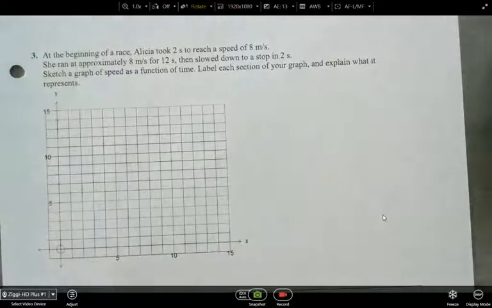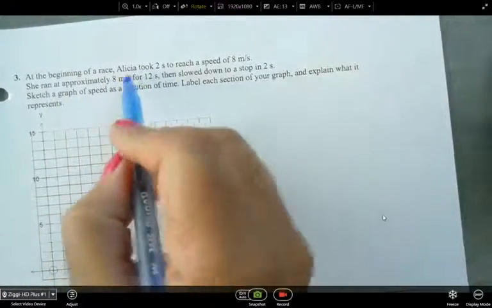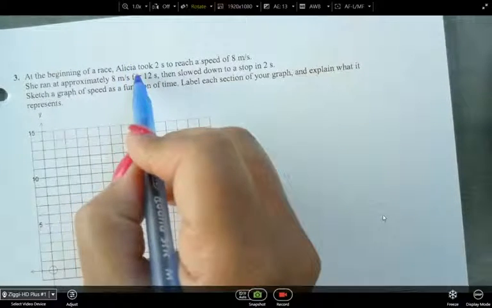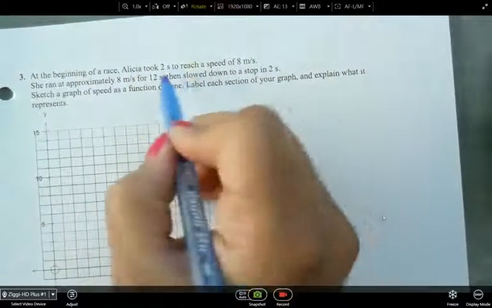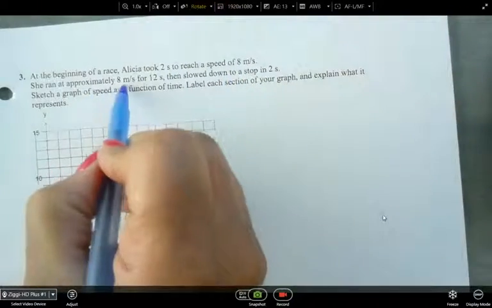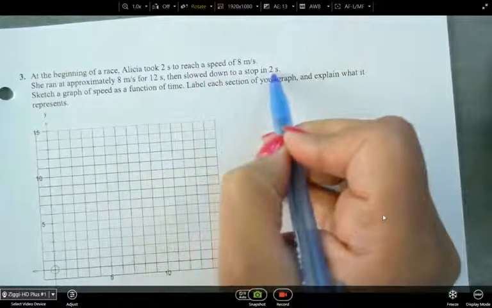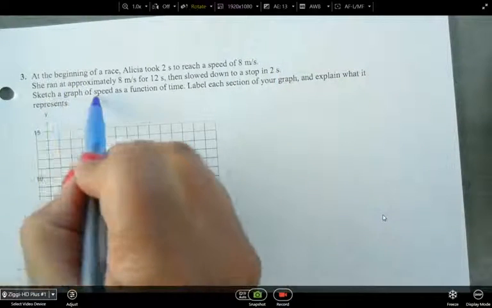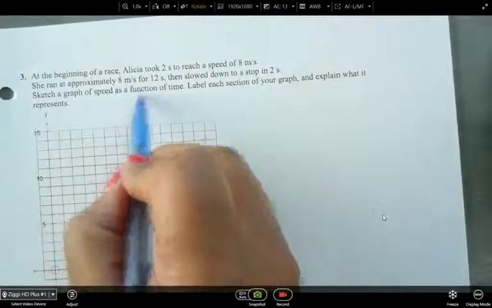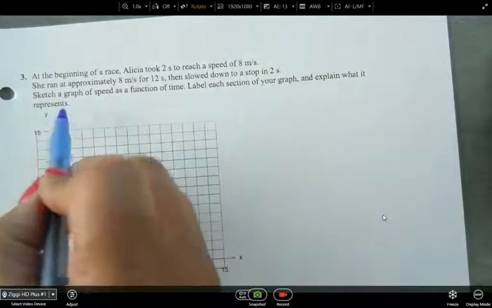according to our story. So if you're looking at this, it says at the beginning of a race, Alicia, how do we say this name? Alicia? Okay. Alicia took 2 seconds to reach a speed of 8 meters per second. She ran approximately 8 meters per second for 12 seconds, then slowed down to a stop in 2 seconds. Sketch a graph of speed as a function of time. Label each section of your graph and explain what it represents.